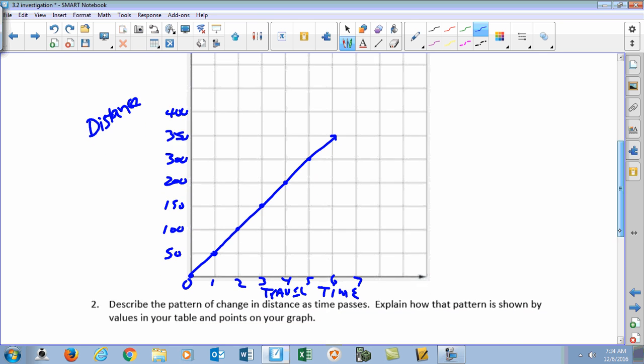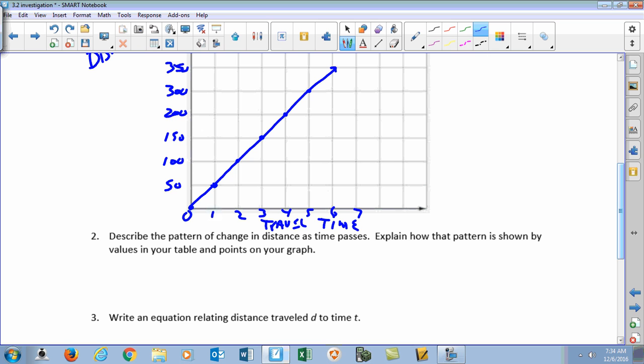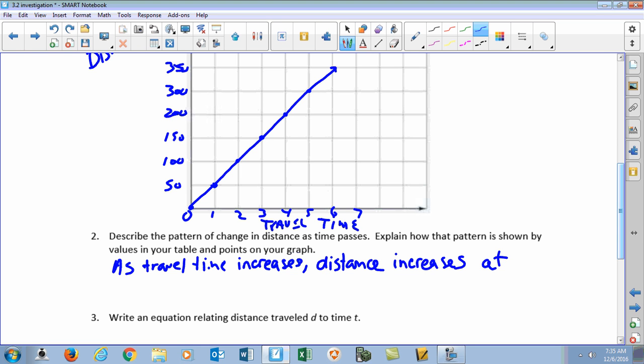So again, if you describe this pattern of change in distance as the time passes, as travel time increases, what happens to the distance? The distance is going up, right? The distance increases, and the distance increases at a constant rate of change, because we have a straight line.